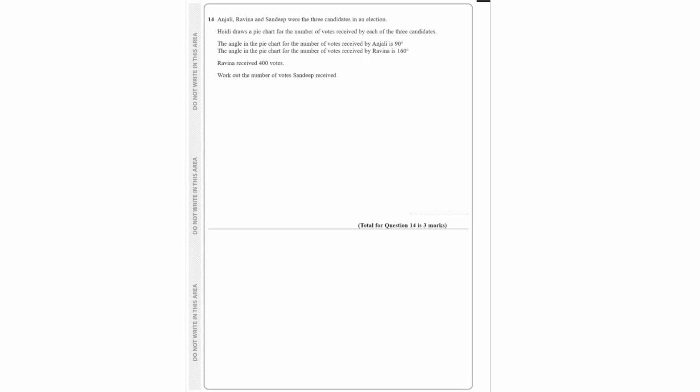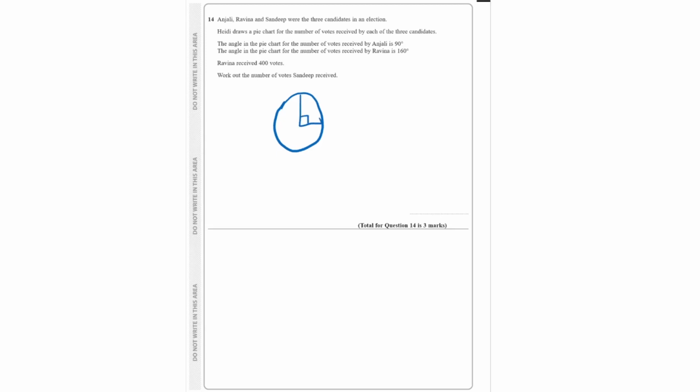Anjali, Raveena, and Sandeep were the three candidates in an election. Heidi draws a pie chart for the number of votes received by each of the three candidates. So a pie chart is a perfect circle. The angle in the pie chart for the number of votes received by Anjali is 90 degrees. So we can write here 90 degrees.